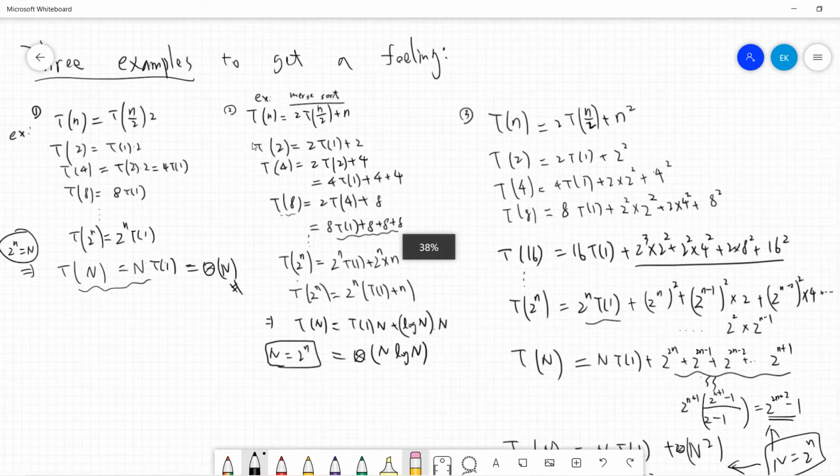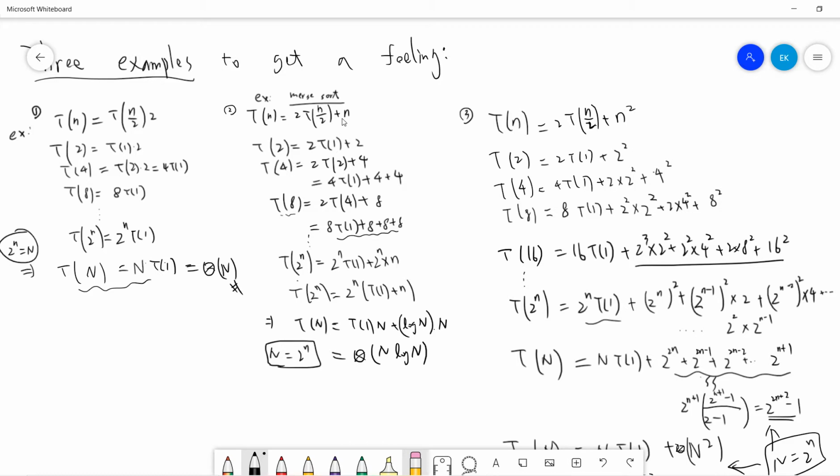Okay, let's say the famous merge sort. T(n) is 2T(n/2) plus n. So T(2) is 2T(1) plus 2. T(4) is 2T(2) plus 4, so it's 4T(1) plus 4 plus 4. T(8) is 2T(4) plus 8, so it's 8T(1) plus 8 plus 8 plus 8.